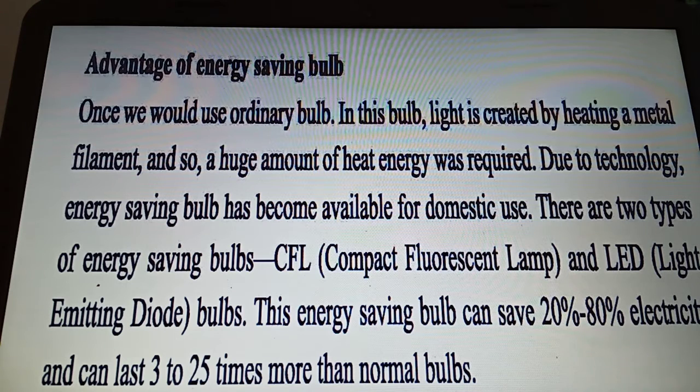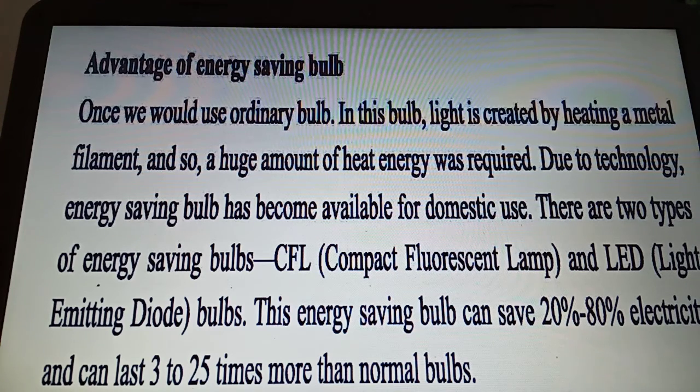Advantage of energy saving bulb. Nowadays we are using energy saving bulbs. Once we would use ordinary bulbs. In these bulbs, light is created by heating a metal element, and so a huge amount of heat energy was required. Due to technology, energy saving bulbs have become available for domestic use. There are two types of energy saving bulbs, that is CFL, compact fluorescent lamp, and LED, light emitting diode bulbs.